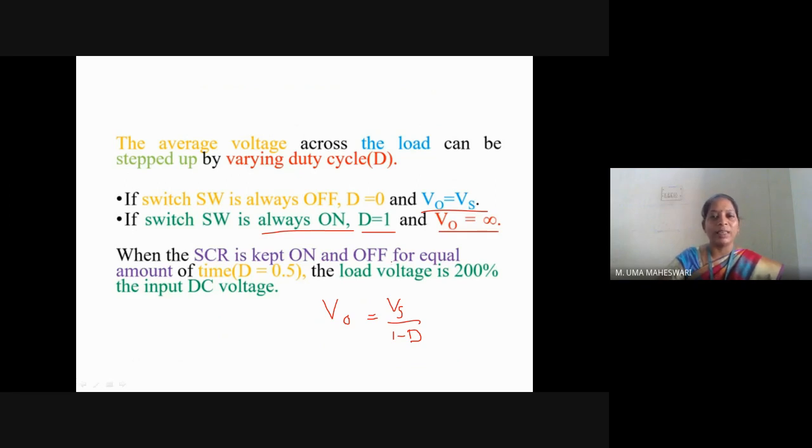So we are able to understand that when we vary the duty cycle, we are able to vary the output voltage. When the duty cycle is 0.5, the load voltage is 200 percent of the input voltage, which is greater than the input voltage. So in a boost converter, the output voltage is greater than the input voltage.